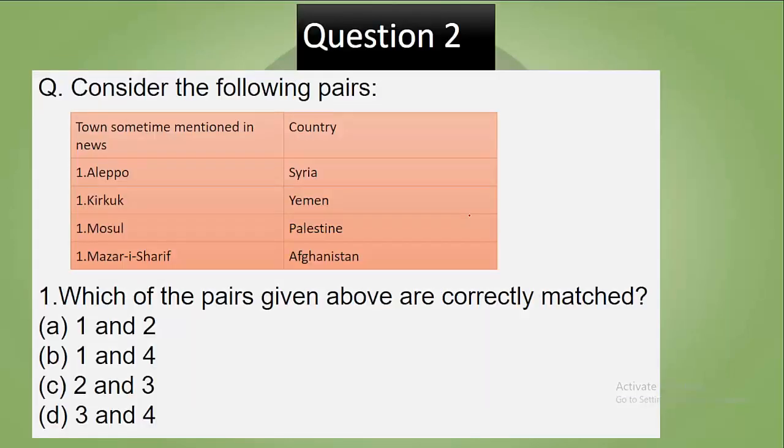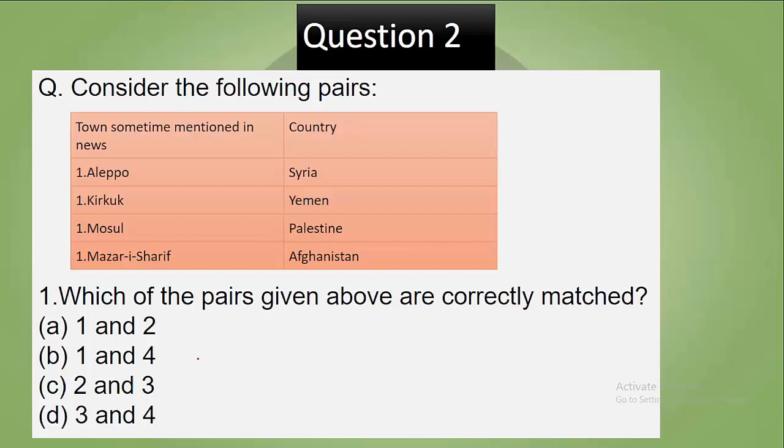Now we will come to the second question. Consider the following pairs: Aleppo, Syria; Kirkuk, Yemen; Mosul, Palestine; and Mazar-e-Sharif, Afghanistan. Which of the following pairs are correctly matched? Pause the video, try to answer.